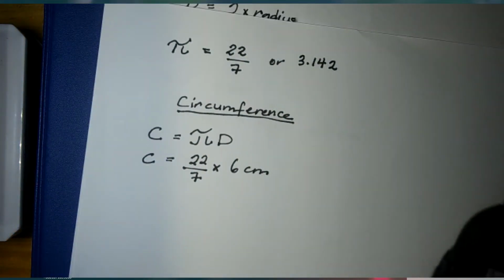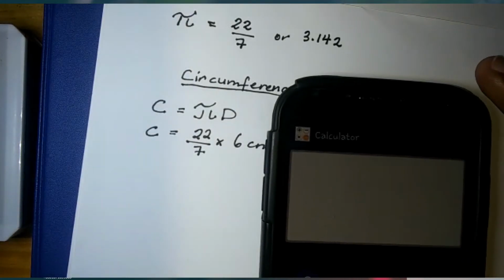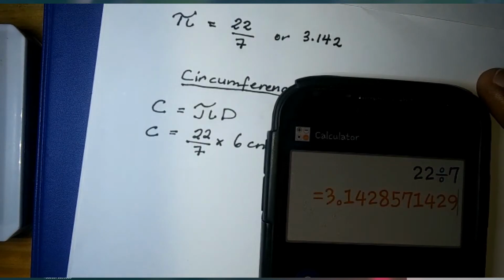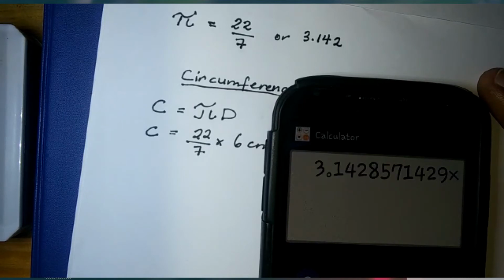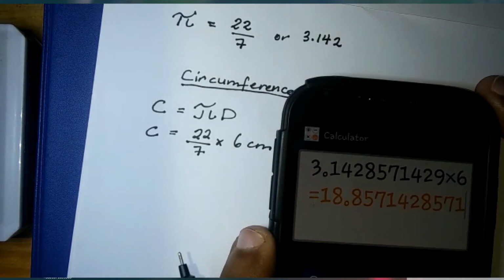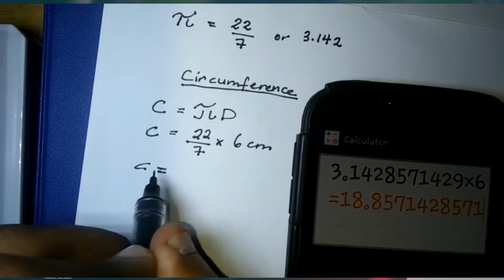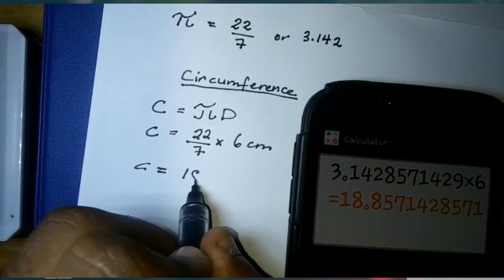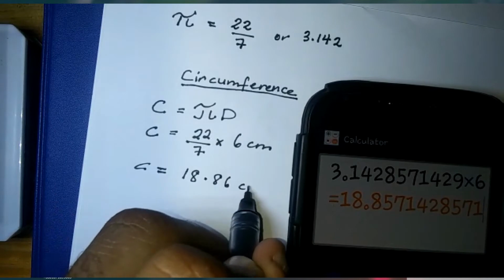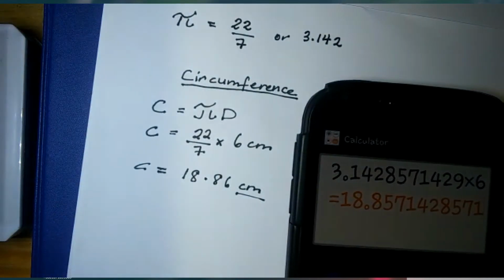So let me go to my calculator now and put it in. So 22 divided by 7 gives me 3.1428571429, and I'm going to multiply that by the 6. I'm going to get 18.86. Let me just write it out. So the circumference is 18.86 centimeters. And because it's a distance around the circle, it's measured in just units, like centimeter, kilometer, meter.